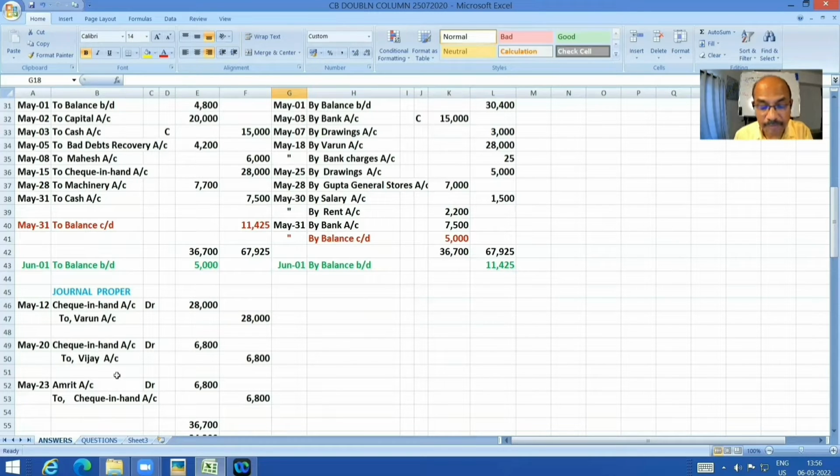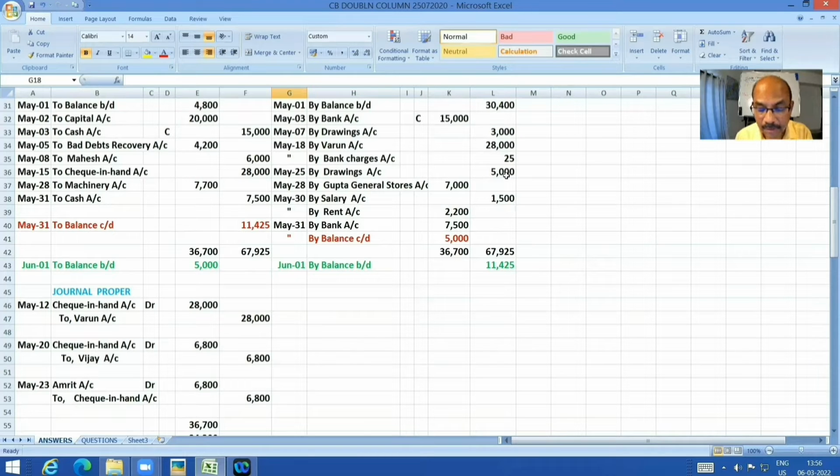25th. Withdrew cash from bank rupees 5,000 for paying gift to his daughter. Okay, it's all in the nature of drawings. So on 25th, by drawings from the bank, withdrew cash from bank. So by drawings directly into the bank account.